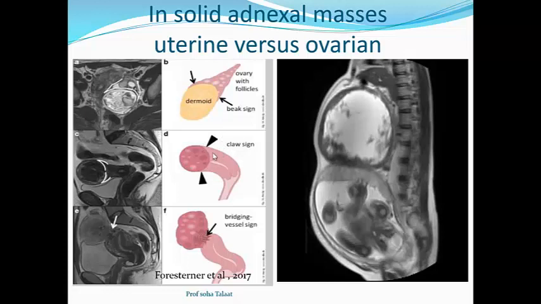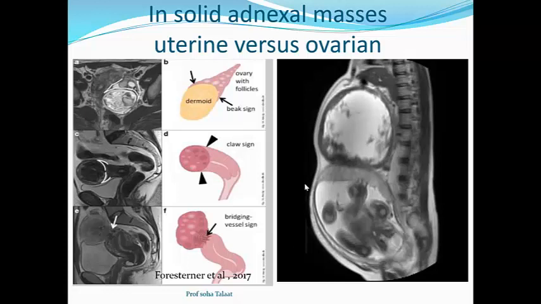The claw sign is seen with the uterus when the myometrium is seen peaking around the lesion in subserous fibroids. So this is the claw sign. And we have the bridging vascular sign. These are the bridging vessels seen in cases of subserous fibroid or pedunculated subserous fibroid. This is what is called the bridging vessel sign. This is another sign to ensure that it is uterine in origin.